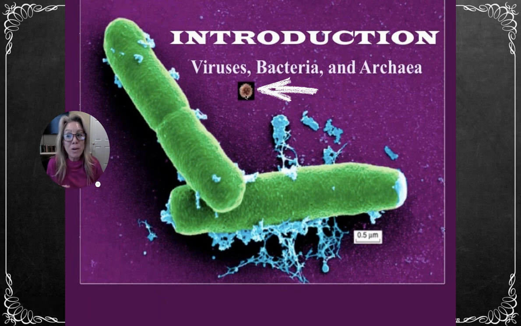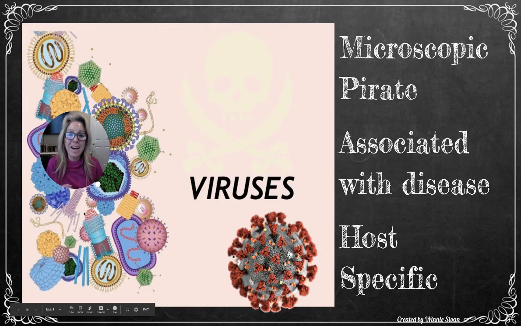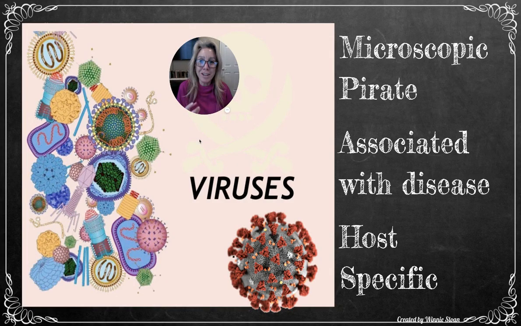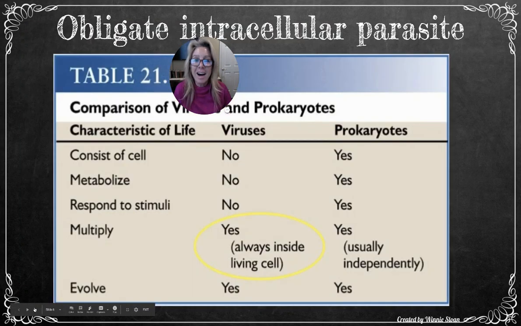So viruses, pretty small. They are known as obligate intracellular parasites or a microscopic pirate. They are associated with disease and they are very host specific. Now some viruses can species jump from one, let's say a bat, to a human, potentially. That would be a species jump. But some, like tobacco mosaic virus, can only infect plants, in fact, only tobacco plants. So on your notes, what is a virus? It is associated with disease and it is host specific. That's the first part you need to fill in there on your notes.